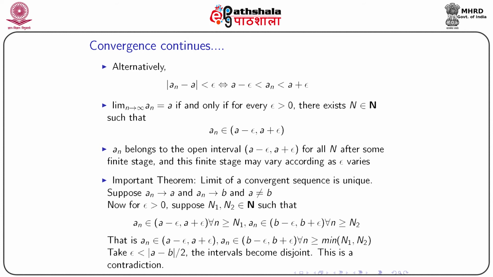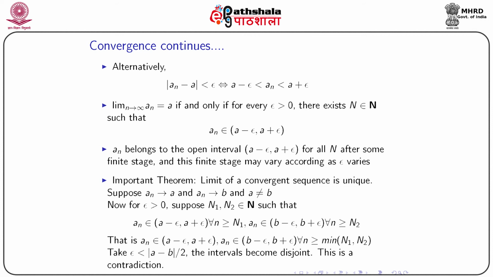Now we take the choice of epsilon to be |a minus b| by 2. If I take epsilon less than |a minus b| by 2, then these two open intervals become disjoint. That means a_n belongs to interval 1, and once again a_n belongs to interval 2, where the intervals are disjoint. This cannot happen. So this is a contradiction. So whatever we assumed, that a is not equal to b, is not correct. So we must have a equals b. This shows that the limit of a convergent sequence is unique.